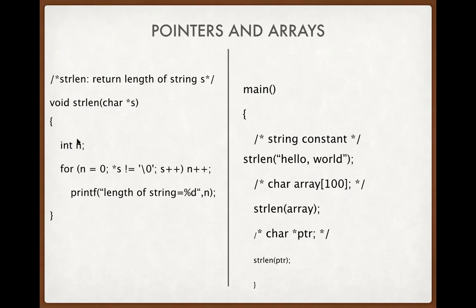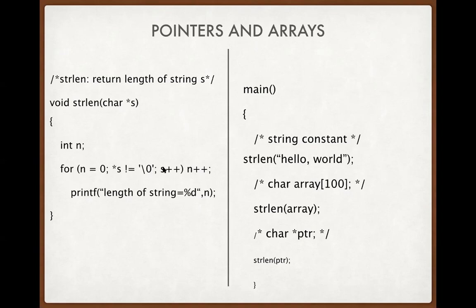So I've declared n as an integer, and now next is the for loop. Always we know for loop has three components. The first time we enter a for loop, the first two components will be executed. From the second time onwards, the third and the second component will be executed, right? So the first time I'm entering the for loop, n will be initialized to 0, and now value at S. S is actually the base address. So value at the base address is compared with null. If it is not equal to null, n is incremented by 1, right?